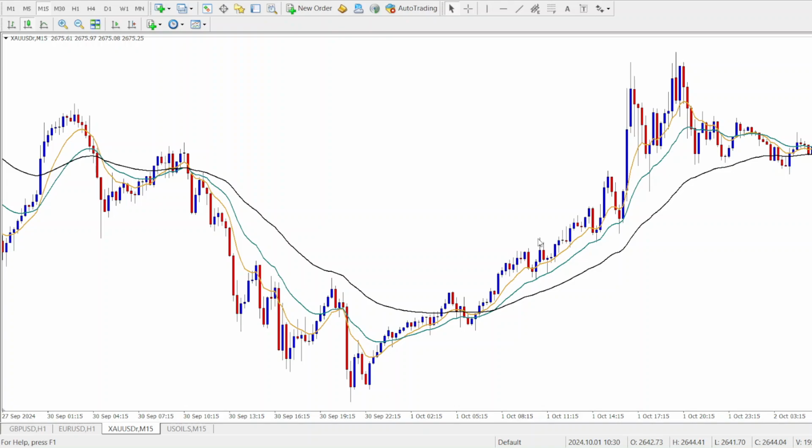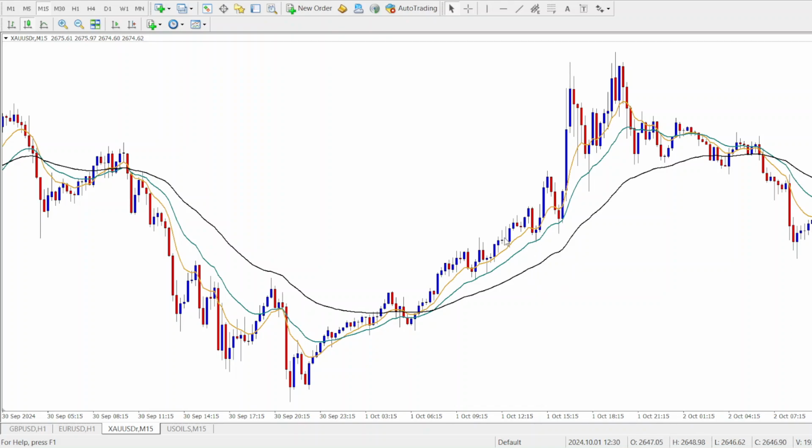Okay, so now the 9 EMA is the fast moving average and reacts quickly to price changes, making it useful for short-term trends. Then the 20 EMA is the medium-term moving average. It balances between short-term signals and overall trend direction. Then the final EMA, which is the 50 EMA, is the slow moving average, and it helps us identify the general trend. So for the purpose of clarity, we set the EMAs to different colors.